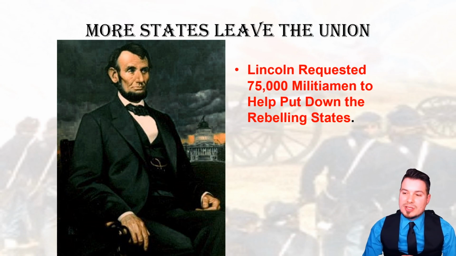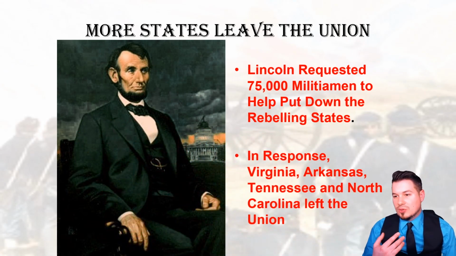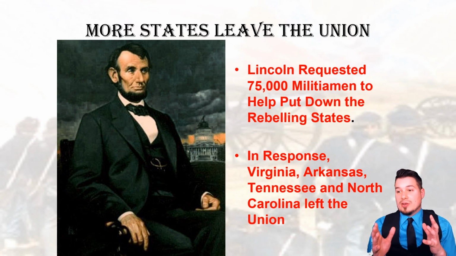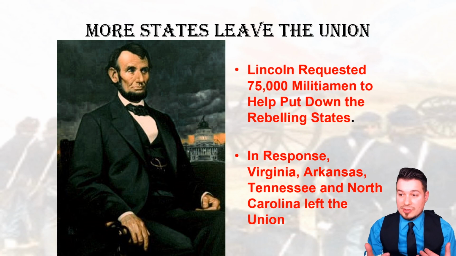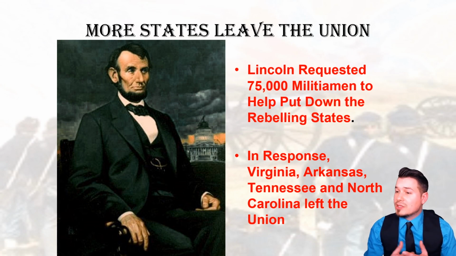So when Lincoln requested 35,000 militiamen to help put down the rebelling states, we're going to have these states leave. Virginia, Arkansas, Tennessee, North Carolina are going to leave. And the reason why is because, well, Lincoln was drawing a battle line. Lincoln goes ahead and says, hey, you have to send your militiamen to serve. So that's the moment where those states had to decide whether or not they were going to be part of the U.S. or part of the Confederacy. It's actually a very smart move, as really Lincoln was kind of drawing the line, if you will.